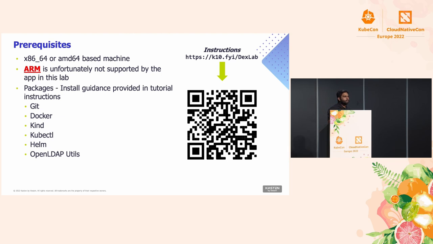All right, so for the prerequisites, note that today's tutorial will work only on x86 64 or AMD 64 based machines. So unfortunately, ARM is not supported by the Pac-Man app that we're going to install in today's lab. Now, the packages that you want to install are all accessible in the URL or QR code that I've pointed to here. So I'd suggest if you don't have your laptops out yet, get them out, get started on installing the prerequisites for today's tutorial.